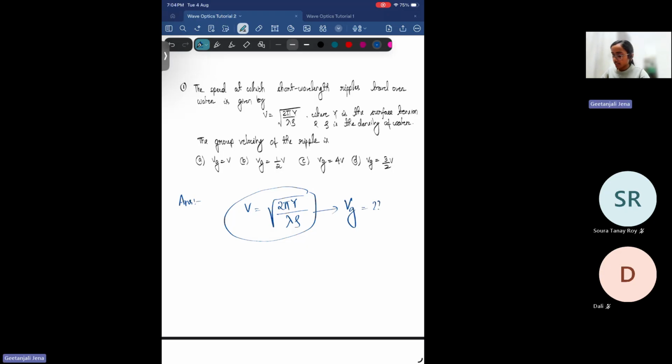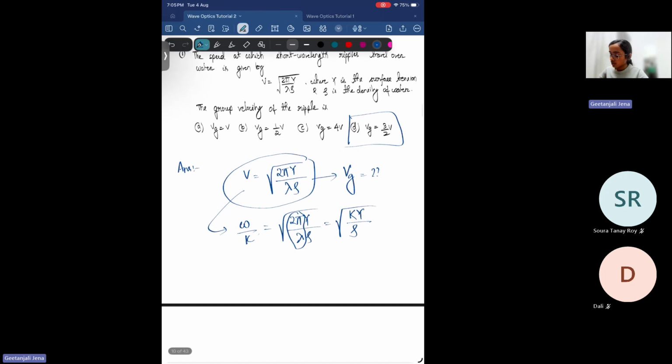Yes, the answer is option D. Given this is the speed, so this is the phase velocity, which is omega by k. So omega by k is square root of 2 pi gamma by lambda rho. Now 2 pi over lambda is nothing but k, right? So omega by k is square root of k gamma by rho. That means omega is k times square root of k gamma by rho.